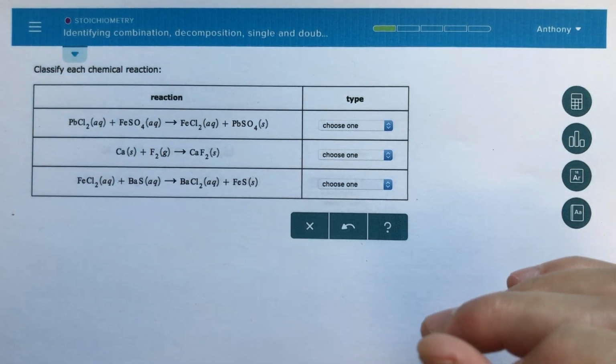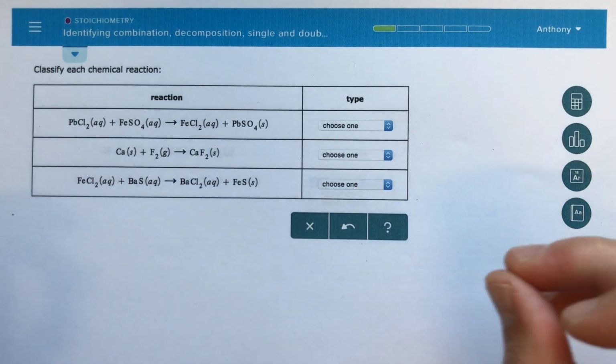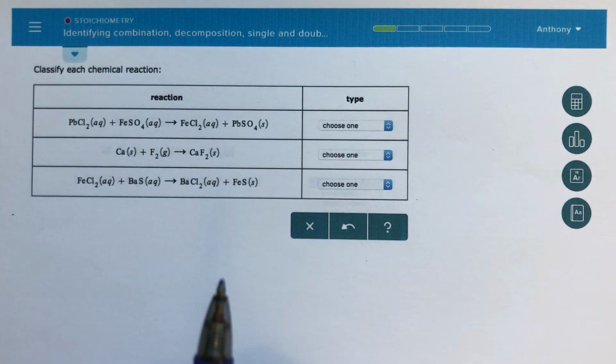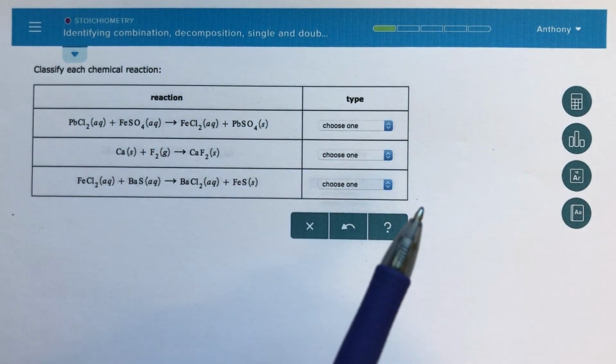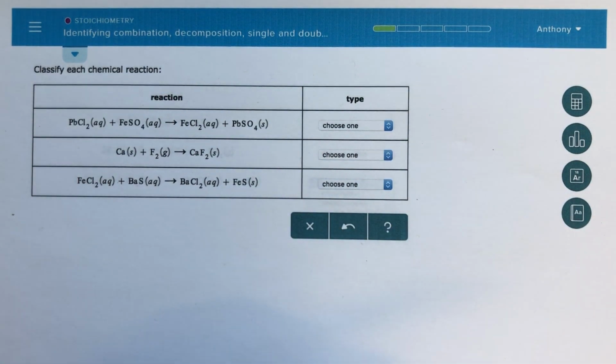All right, welcome back. So this is another ALEKS topic. It's called identifying combination, decomposition, single and double substitution reactions. And this is just sort of getting us started to identify different chemical reactions and see how that works and what the names of those are.